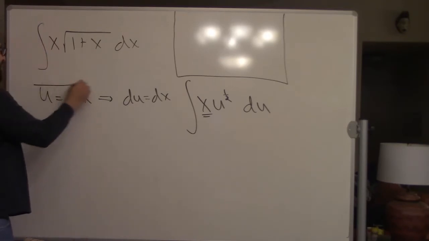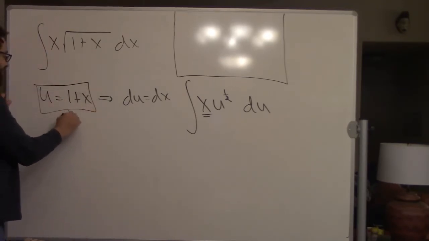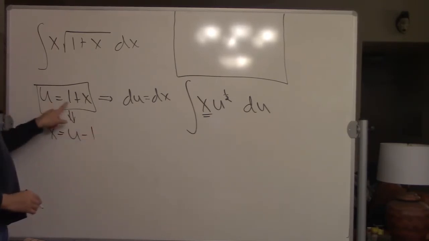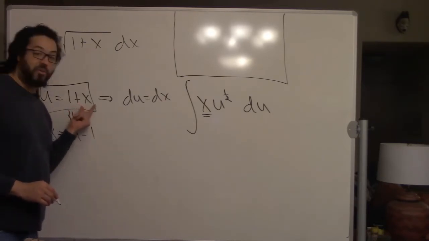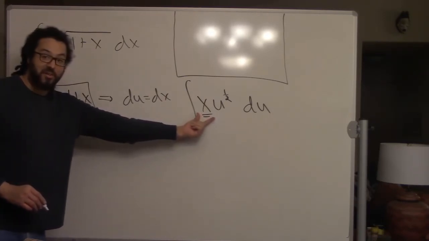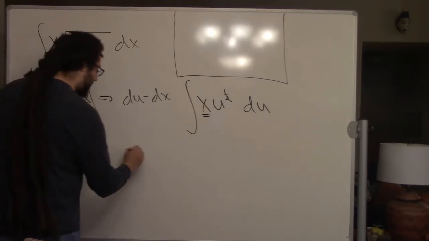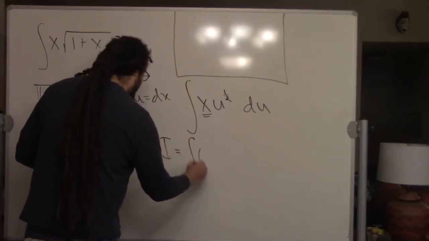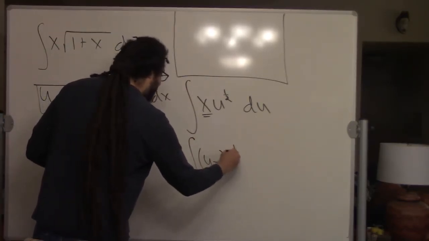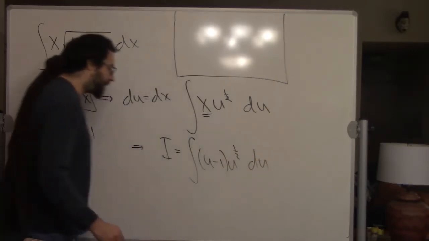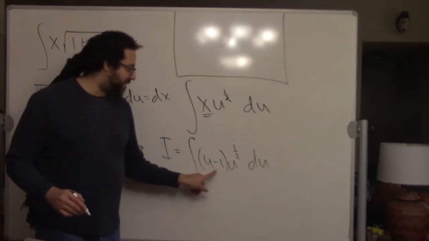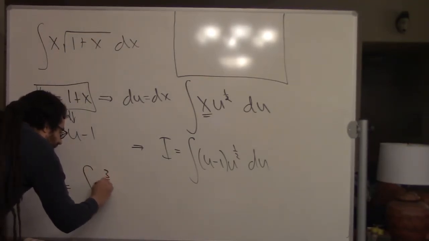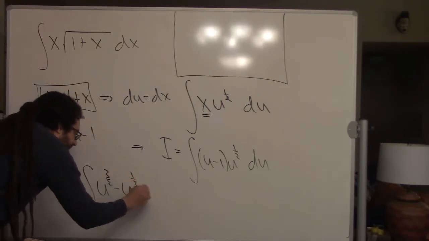So go back to the original substitution. This says that x is equal to u minus 1. So just subtract 1 from both sides. Basically just solve for x, right? And so I'm going to write it here. And so now this tells me that the new antiderivative is the antiderivative of u minus 1 times u to the 1/2 du. And so now you can just distribute the u to the 1/2. This is really equal to the antiderivative of u to the 3/2 minus u to the 1/2 du.